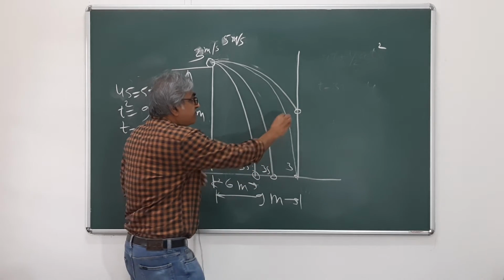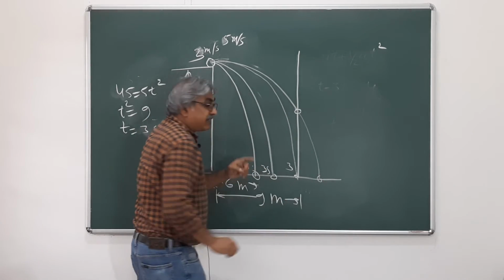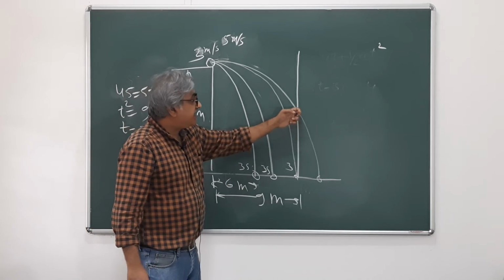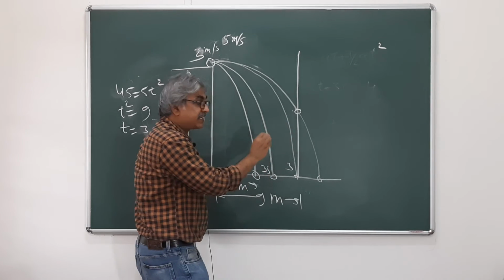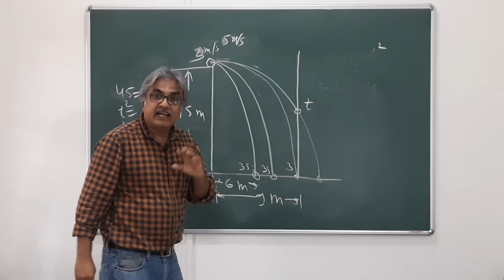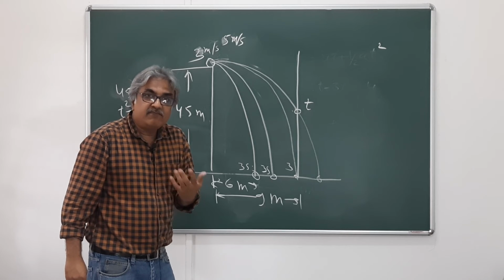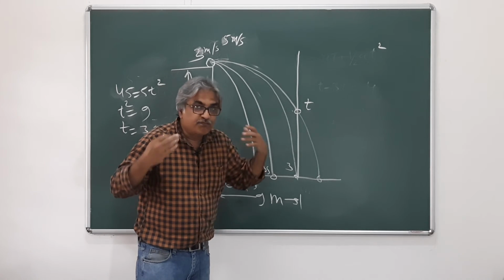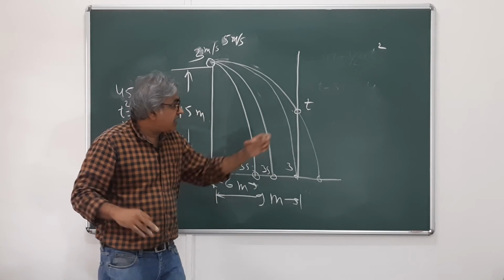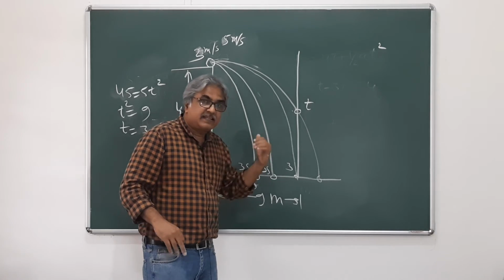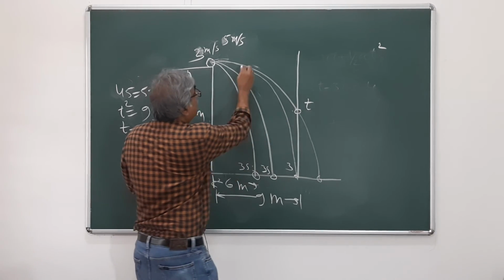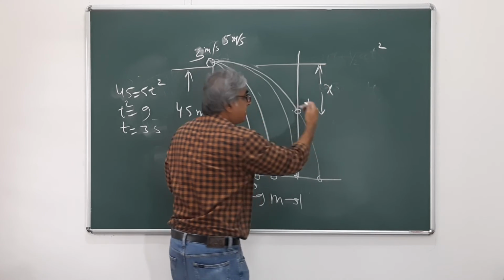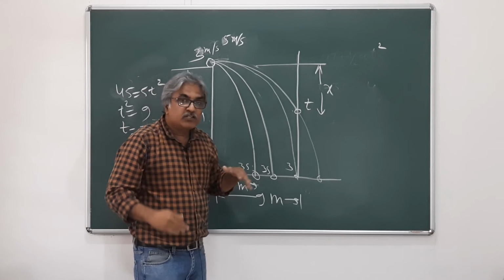Suppose there were no wall, this ball would have reached the ground and the time for it to reach there would have been 3 seconds. But now because it is stopped here, the time is less than 3 seconds. It will be some time t which is less than 3 seconds. So if you are asked to find this t, how will you proceed? You may also want to find this height at which the ball is hitting the wall. How will you proceed?